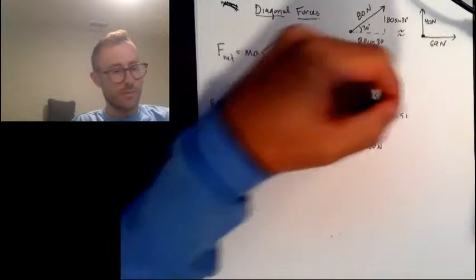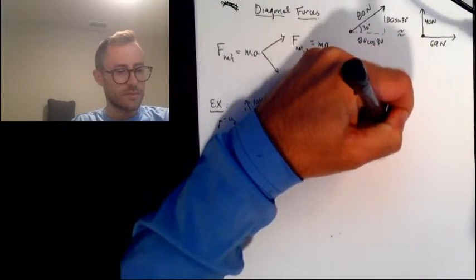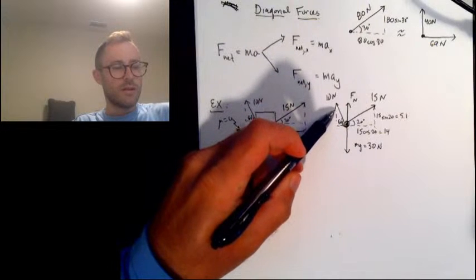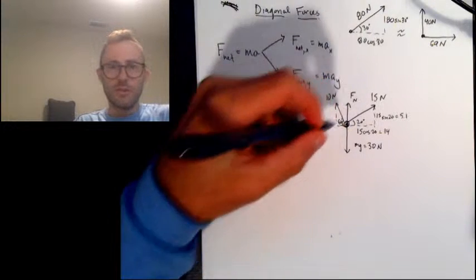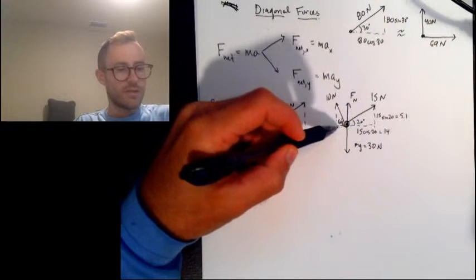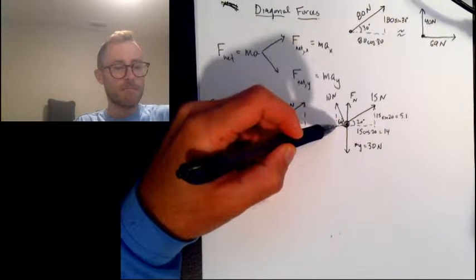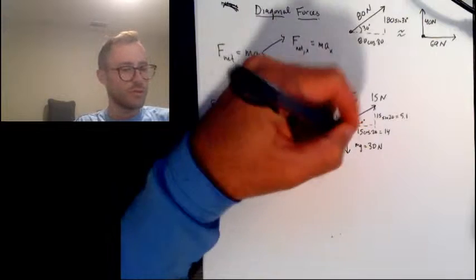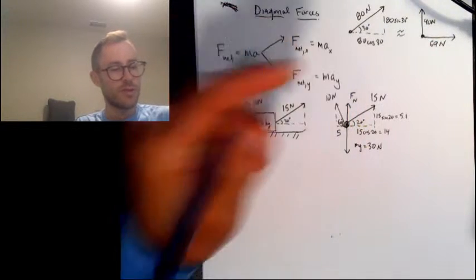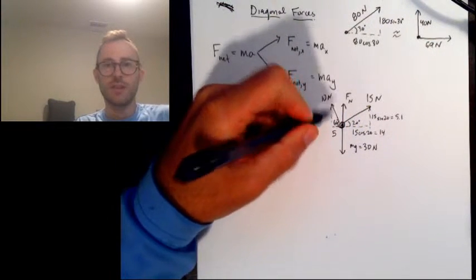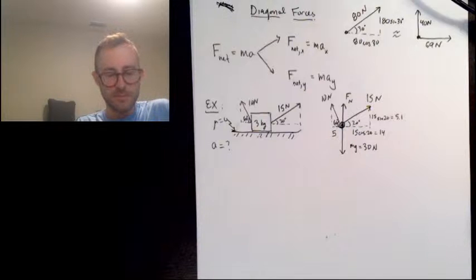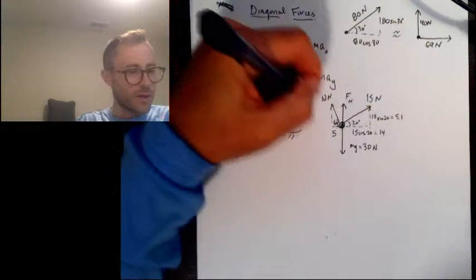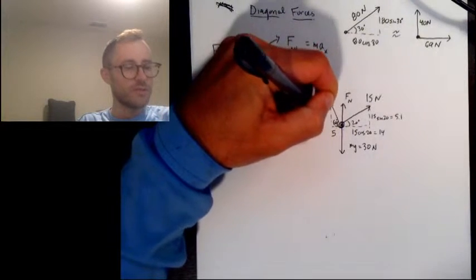So that's about 14 newtons. This is going to be 10 cosine of 60, which is going to be 5 newtons. And this is going to be 10 sine of 60, which is about 8.7 newtons.